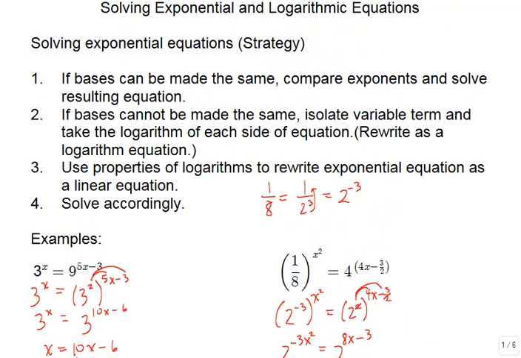So that's one kind of exponential equation that you'll be asked to do. The other possible strategy that you might need is if it's impossible to get the bases to be the same. So that's this step 2 here. If it's not possible to get the bases to be the same, we're going to isolate the variable term and we're going to take the log of each side, because if we're trying to undo an exponential to get at its power, the inverse of an exponential is a log. So that's why we're going to use a log of both sides. And then we may need to use some properties of logs to rewrite it a little bit, and then we're going to solve from there.